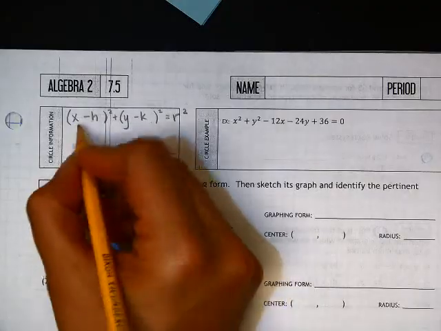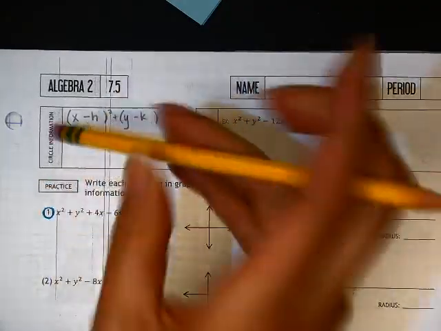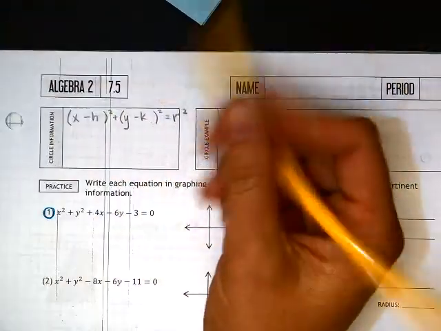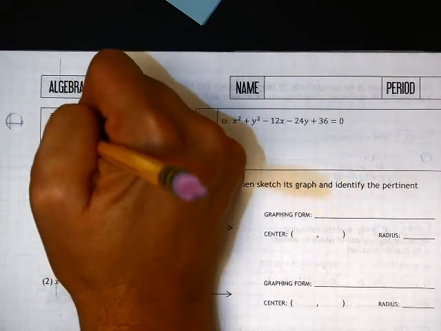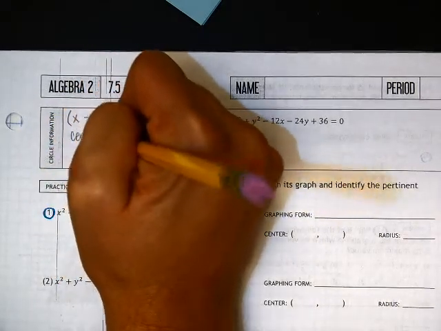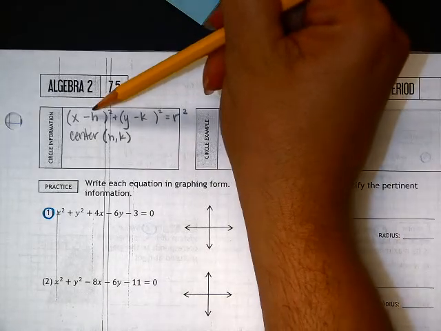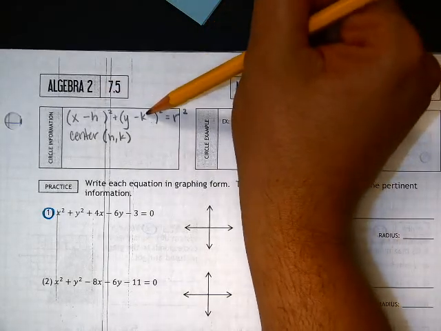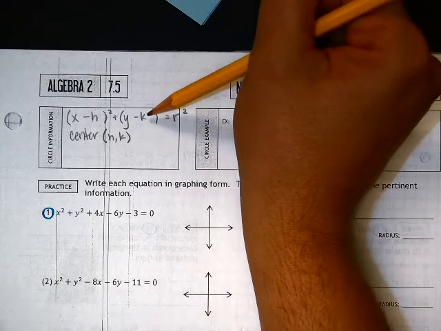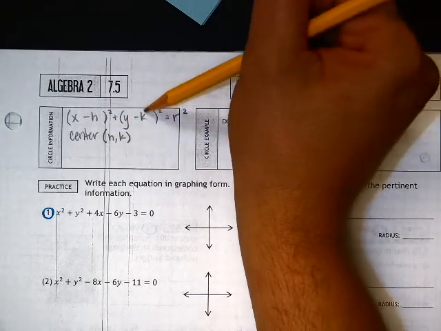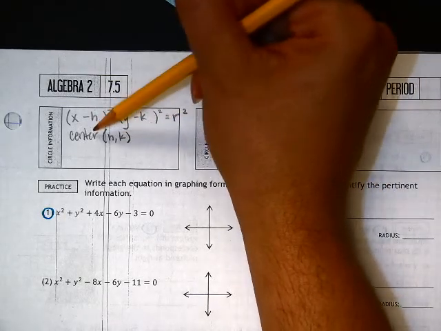This is h and k, where the vertex, not the vertex, okay, think of parabola, where the center is h and k. Now, just like the parabola, do you see this guy is with the x? So we take the opposite. This is actually hanging out with the y this time. So we also take the opposite, because what we want to do is we want to zero these things out.